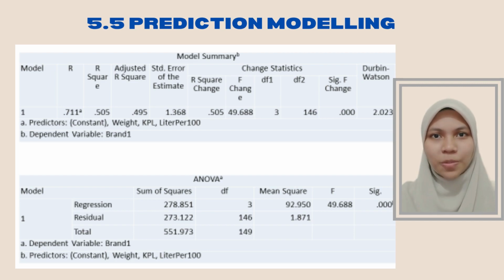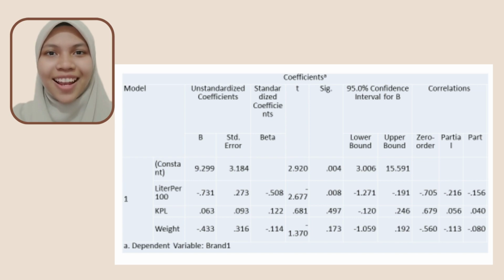The p-value from the ANOVA table is less than 0.001, which means that at least one of the three variables, which are liter per 100, KPL, and weight, can be used to model brand. Lastly, for the coefficient table, the p-values show that liter per 100 and KPL are significant predictors of the brand. So that's all from me for prediction modeling.